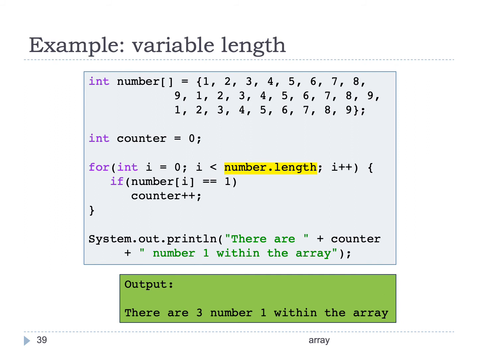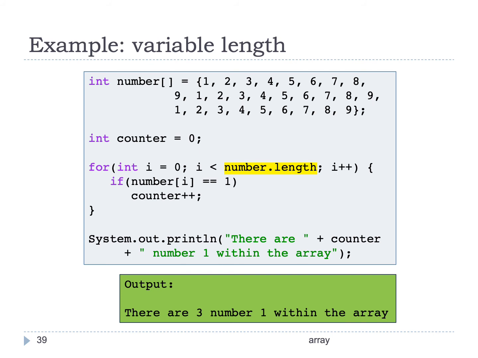We can also use it to do some kind of calculation at certain index number or certain value. As we do not know the size of it, in our for loop, we can use number.length instead of the exact number, so it will check all the components in the array.